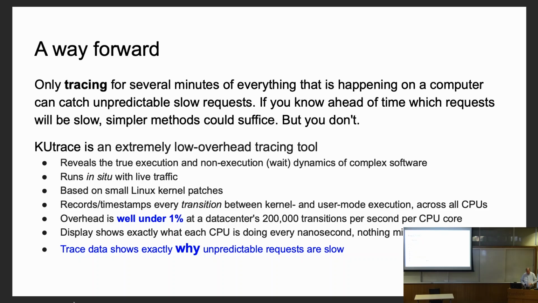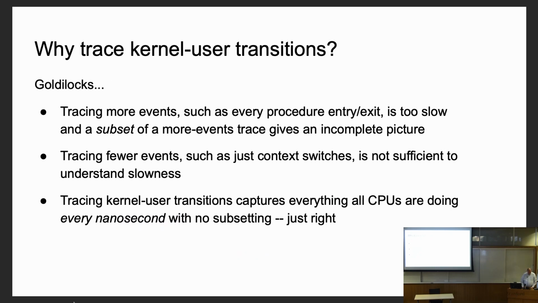So why kernel user transitions? Tracing more events than that, for instance, every procedure entry and exit in user code and in kernel code is just too slow. I can't make a tool that does that with 1% overhead. 14%, yes. 1%, no. Tracing fewer events, like just context switches, so you're running this program, you're running that program, you're running this third program, that has even lower overhead, but it doesn't give you enough information to explain why things are slow. So this is the just right part. I can assign every nanosecond for every CPU core what it's doing with very tiny overhead.